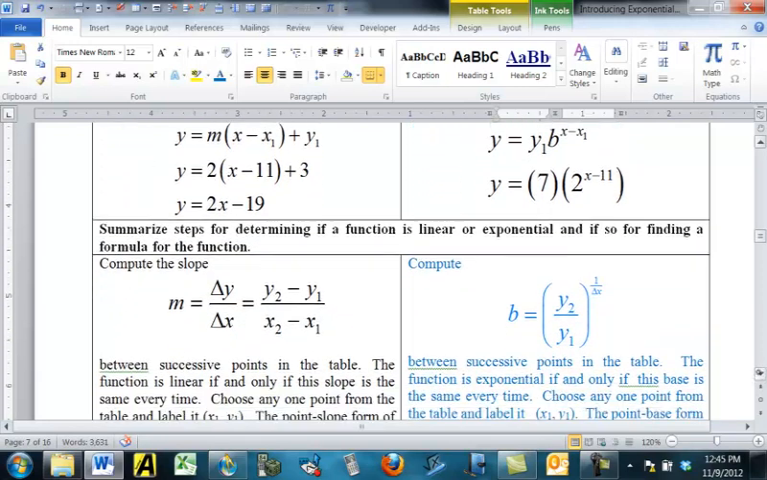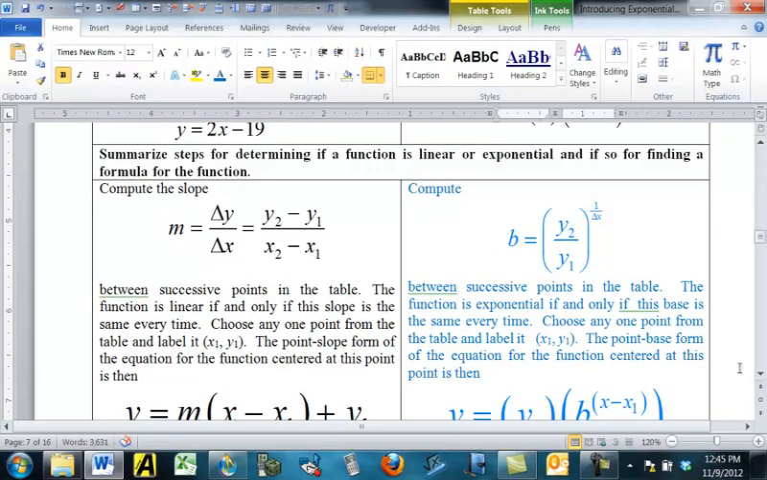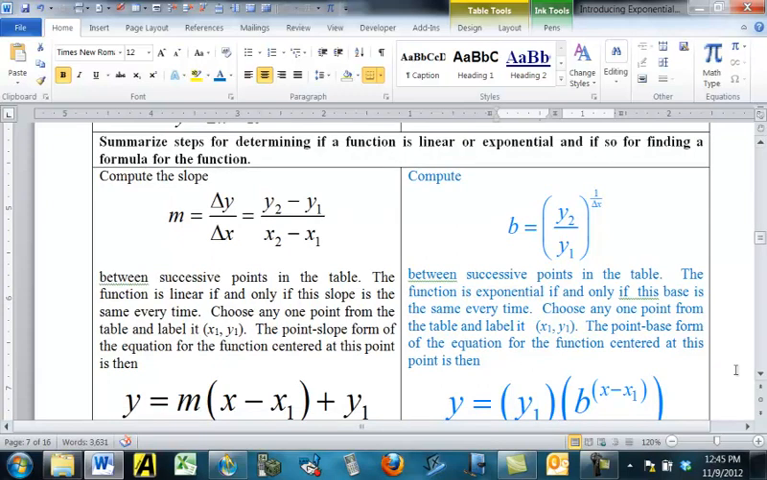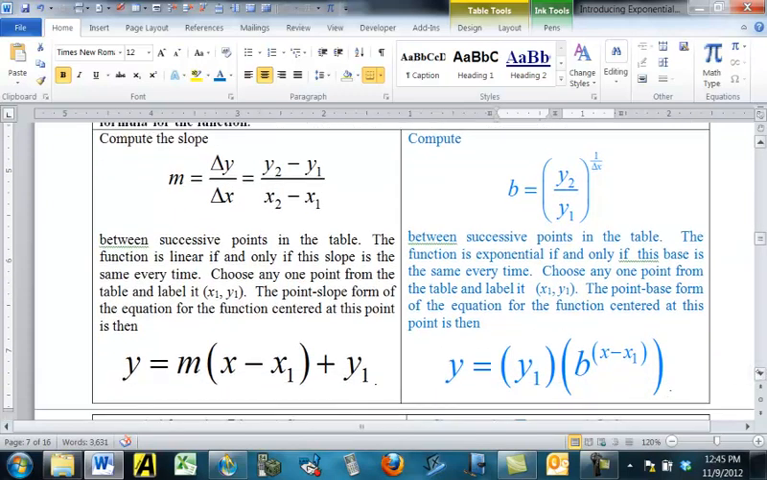So, how do we tell if it's exponential or linear? Well, to tell if it's linear, we compute the slope between successive points in the table by the formula y2 minus y1 over x2 minus x1. And if that's the case, then we use the formula y equals m times x minus x1 plus y1. Or we could just use the formula y equals mx plus y sub 0. An alternative way would be to plug in an x and y that you know and solve for the y0. That would give you the same thing.